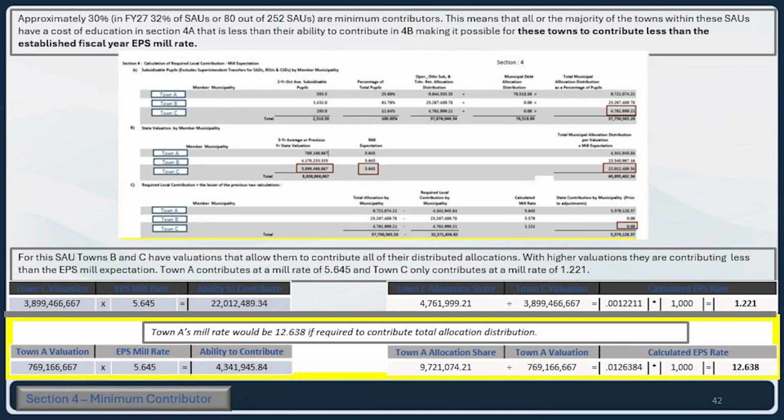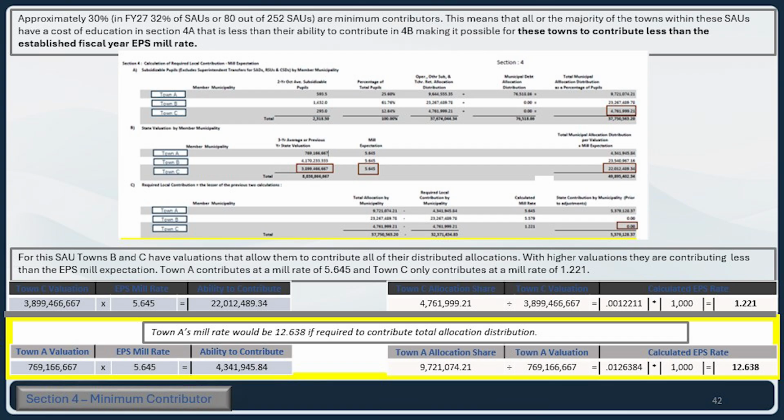So as I noted before, towns B and C do not have a state share. They are able to cover all the costs up in Section 4A. But when you break down the math, you can see that they are actually contributing at a lower mill expectation than Town A. So when you calculate Town C's actual mill rate based on their state cost allocation and their valuation, they're actually contributing at a mill rate for their town of 1.221. That is the mill rate for Town C.